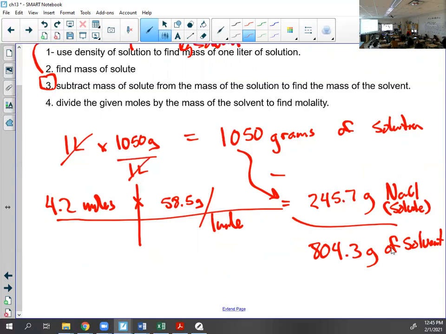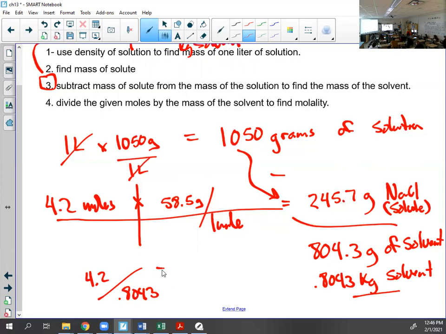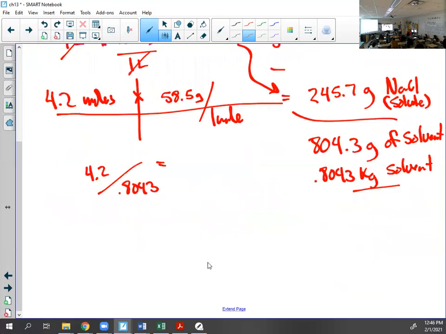Then I'm pretty much ready to go. This really means it is 0.8043 kilograms, right? Don't forget that. That's always a heartbreaker. So now I know the kilograms of solvent. I take my given moles, which is 4.2, and I divide it by 0.8043, and I end up with what? Probably 5 point something, maybe 4.8 or 9.